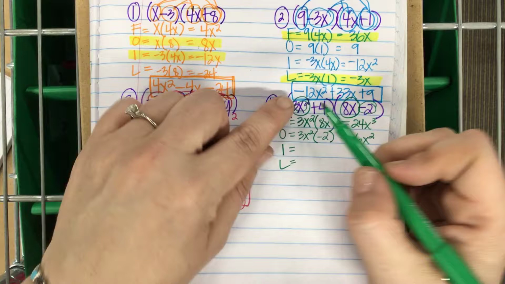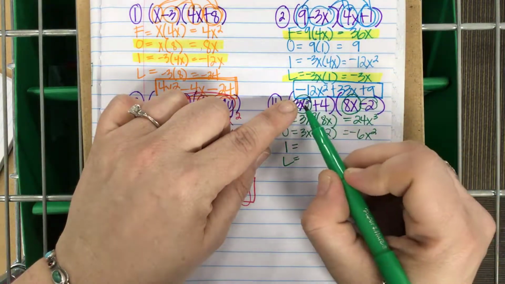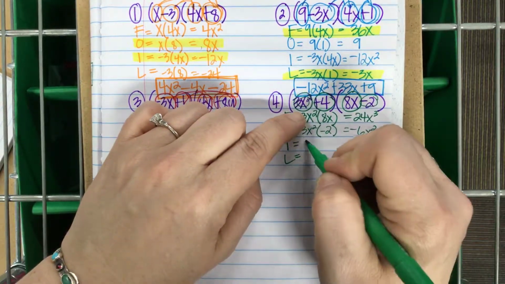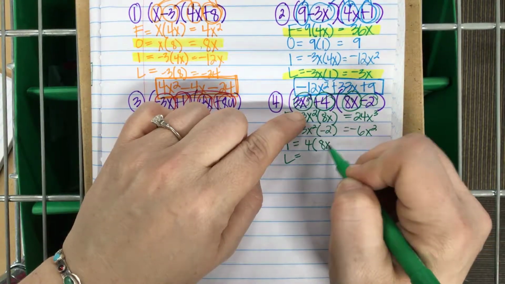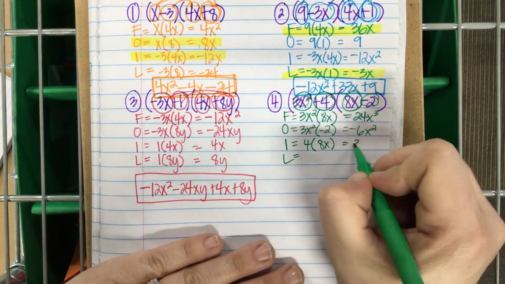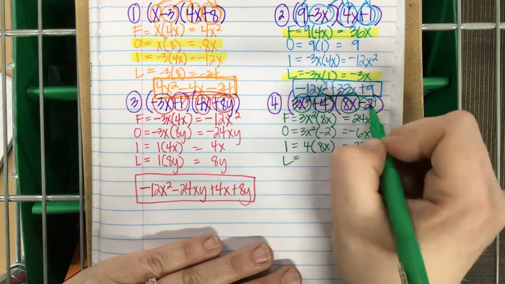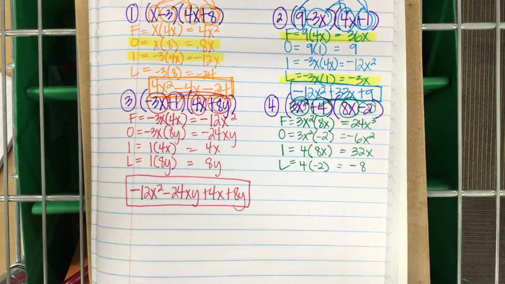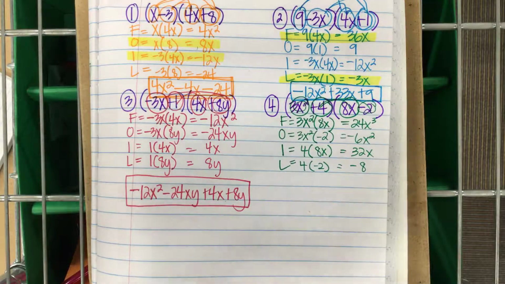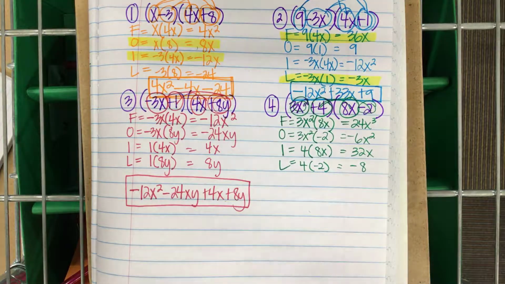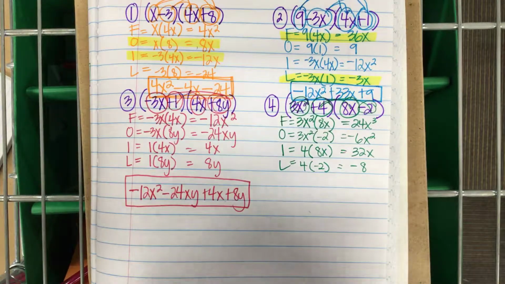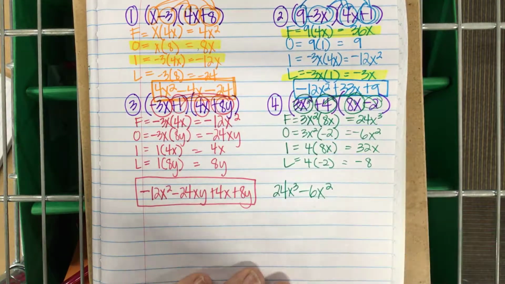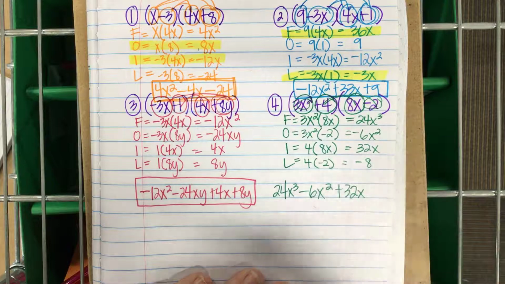And again, I'm double distributing. I'm taking this term and distributing it once. Now I'm switching to the second term and I'm going to distribute it. 4 times 8x is 32x. And 4 times negative 2 is negative 8. Is there anything like terms? No, I don't have any like terms in this one either. So my solution is 24x to the third minus 6x squared plus 32x minus 8.